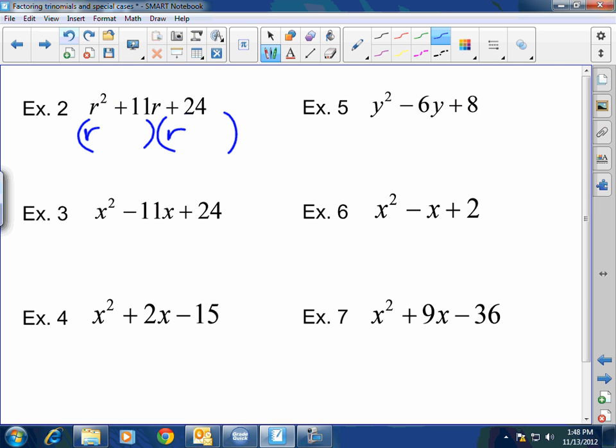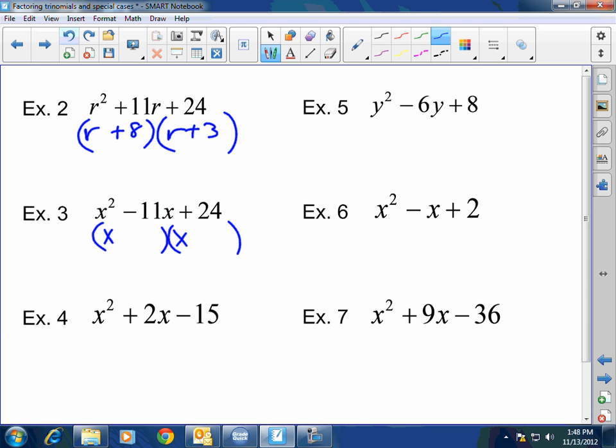So it's not R to the 6th, R squared, so R and R. Now, what times what is 24, but when added together is 11? They're both positive, so positive 8, positive 3, you're done. Number 2, setup. X, x.